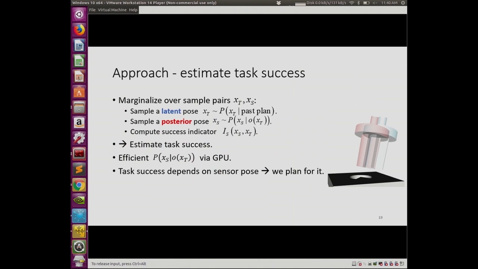We sample from the latent pose based on an estimation of uncertainty. We then obtain samples from the posterior pose using the likelihood function, which in this case is highly efficient to compute on a GPU, and that's what we do in our estimator. And then, given these samples, we can compute a task success indicator, and we're going to marginalize over pairs of latent and posterior poses. Once we've done that, and this is a function of the sensor pose, we can attach the sensor pose to the rest of the plan and treat it as an overall plan for assembly.